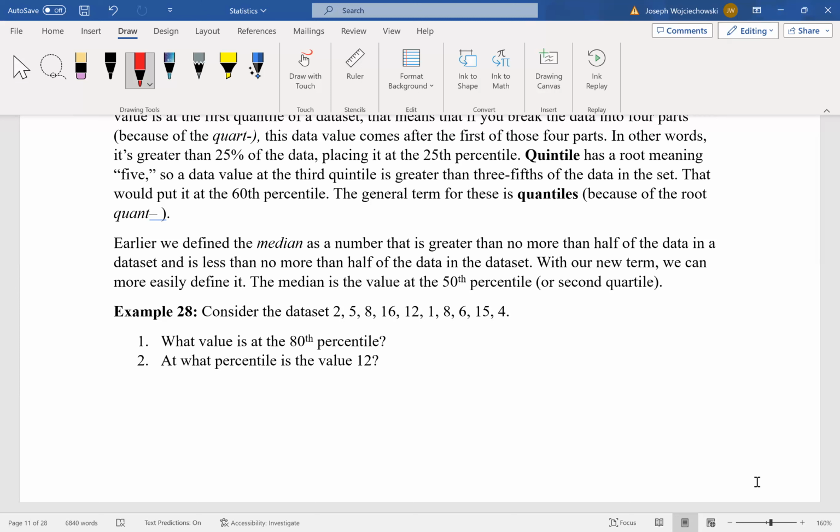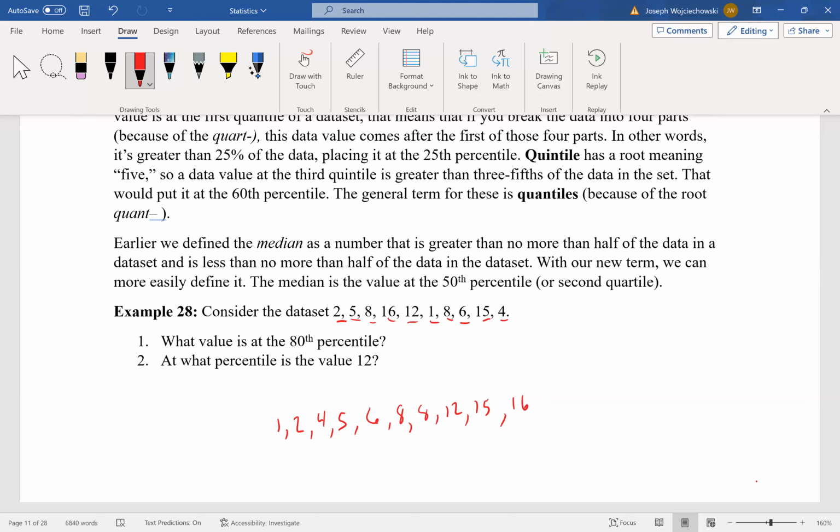So consider this data set. Well, if we're going to do any of this, we need to put it in ascending order. So let's start with 1, 2, then we have 4 and 5, and there's a 6, and then there's two 8s, then we have a 12, a 15, and a 16.